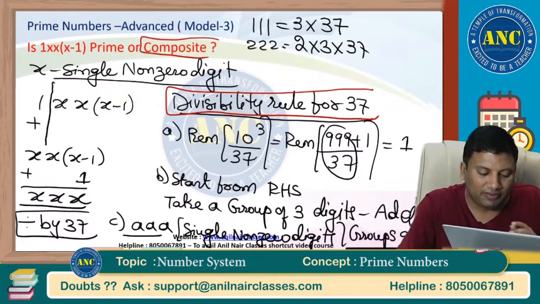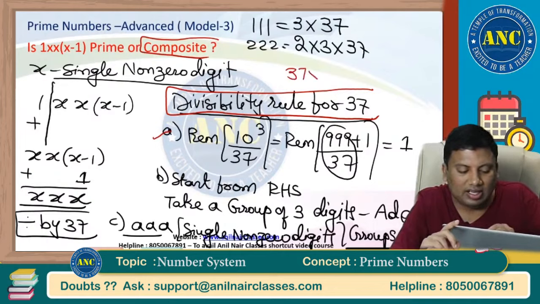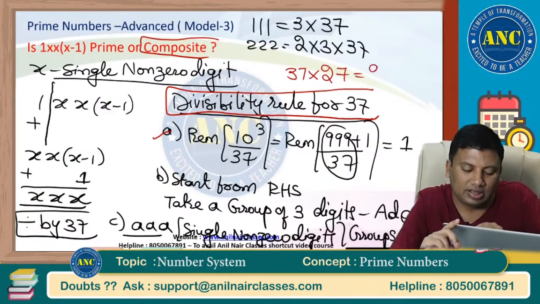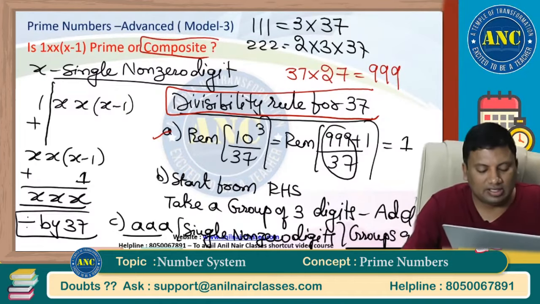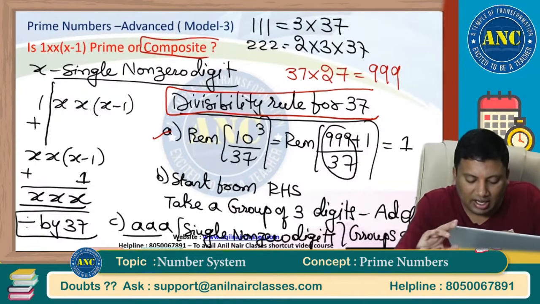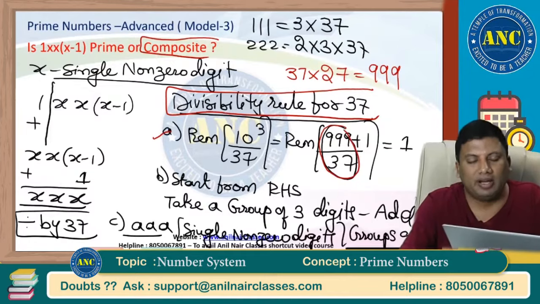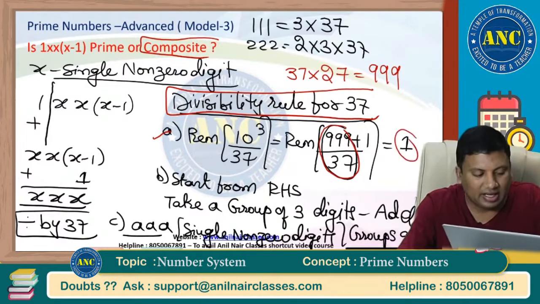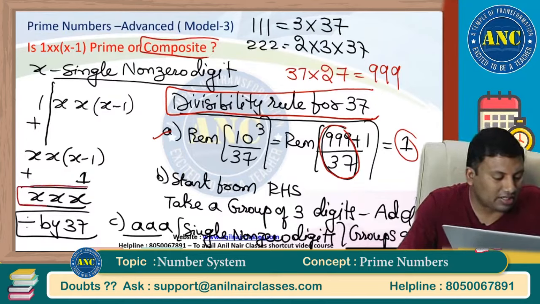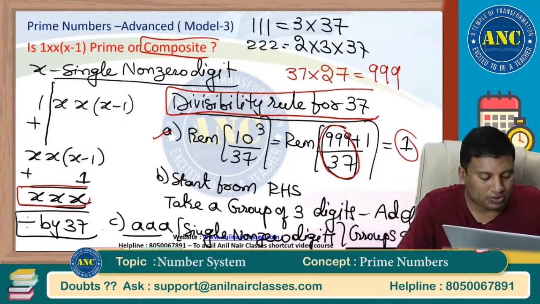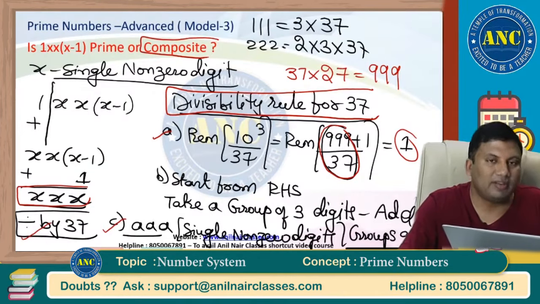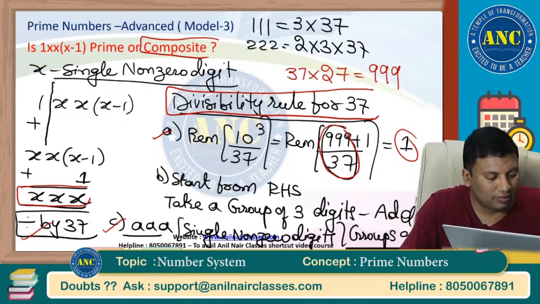Right? Divisibility rule for 37. 10 cube divided by 37 leaves remainder 1. Why? Because 37 into 27 is 999, and 999 is perfectly divisible by 37. So, plus 1, the remainder is 1. So start from the right hand side, take groups of 3 digits, add them. So x minus 1 plus 1, I got x. Any single digit written in groups of 3 is always divisible by 37.